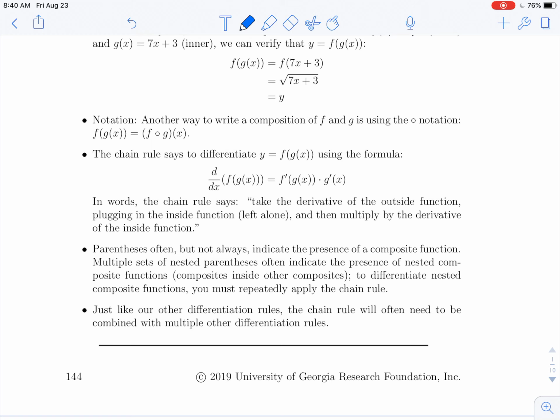So here's the main point of this section. The chain rule says to differentiate y equals f of g of x using the formula: the derivative of f of g of x is equal to f prime of g of x times g prime of x.